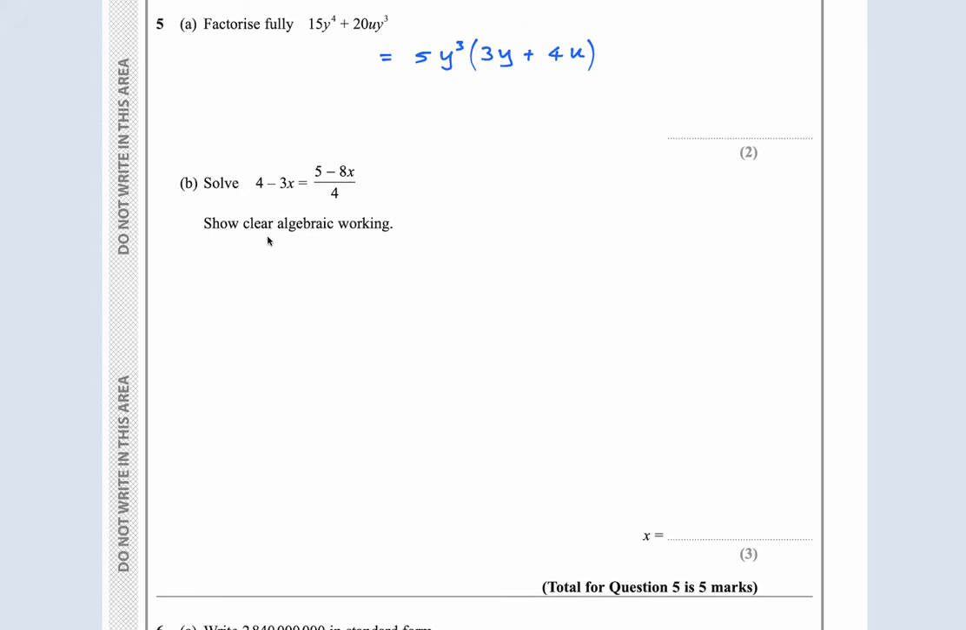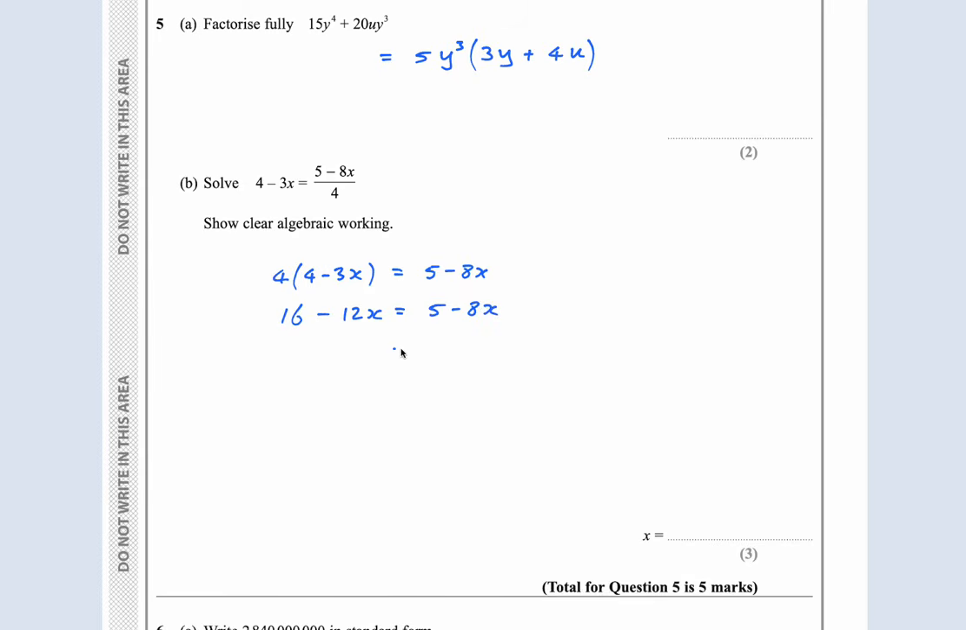Okay, part B. Solve this. Solve means find x, right? First step, definitely, guys, multiply both sides by 4. When you multiply both sides by 4, it removes the denominator on the right. 5 minus 8x. So I multiply across by 4 here, and when I multiply this side by 4, this 4 disappears, and I get this. Then multiply out. 4 times 4 is 16. 4 times minus 3x is minus 12x equals 5 minus 8x.